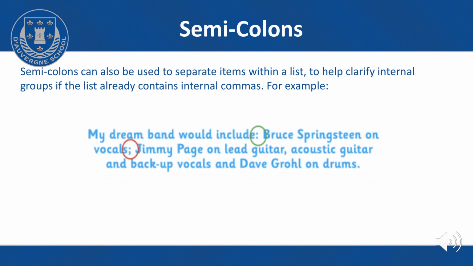Semicolons can also be used to separate items within a list, to help clarify internal groups if the list already contains internal commas. For example, my dream band would include Bruce Springsteen on vocals; Jimmy Page on lead guitar, acoustic guitar and backup vocals; and Dave Grohl on the drums. So because here we've got commas separating the instruments that Jimmy Page is going to be playing, we have semicolons to separate the different band members.